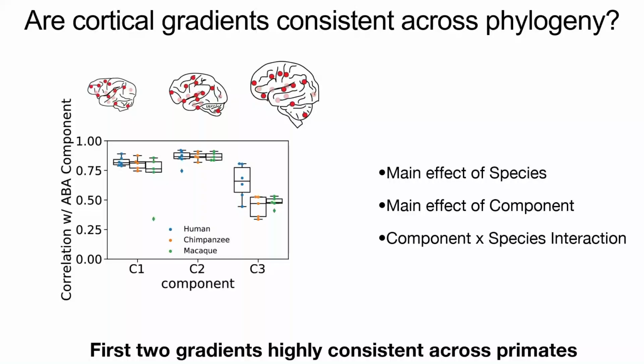But the third component, we did see a component by species interaction whereby the different primate species had a lower reproducibility. Interesting also because this was the gradient where we had the most cortical variation. And finally, we did the same thing across development as well.